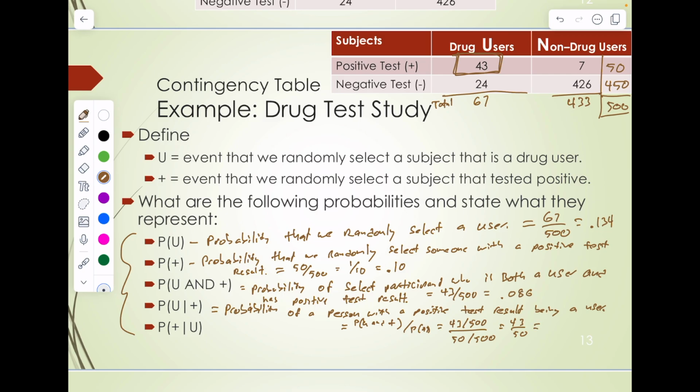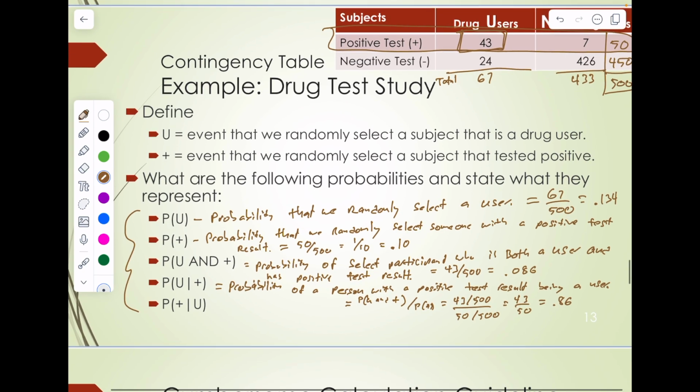And notice again that this is sort of like that Venn diagram. The positive test result here has become our sample space. And so now it's just how many users in that sample space, there's 43, out of the total, which is 50. So two different ways of computing that. And that becomes 86%. So there's an 86% chance that somebody who got a positive test result is actually a user. It's pretty good, but I'd like it to be better.